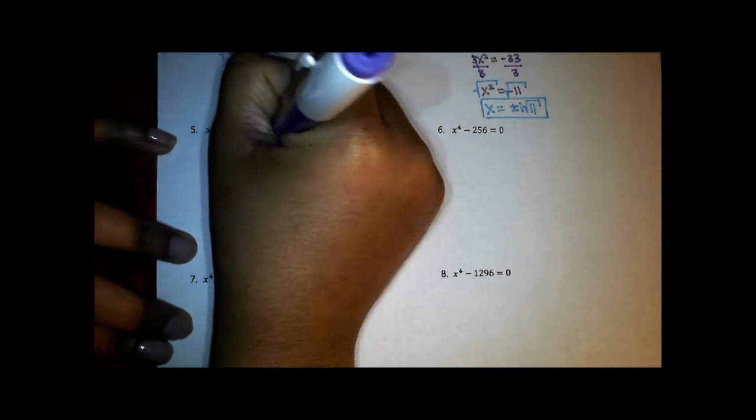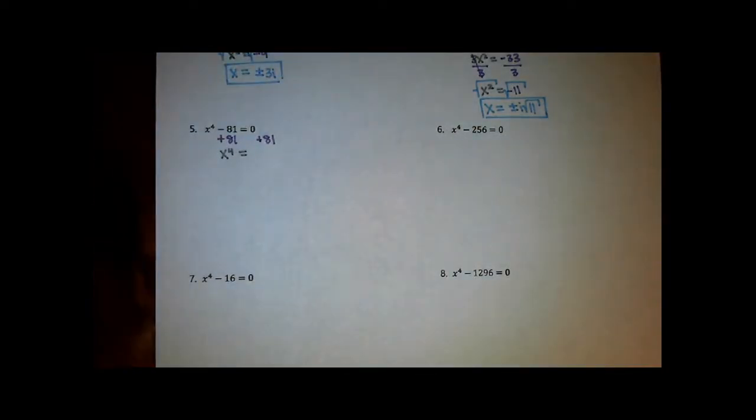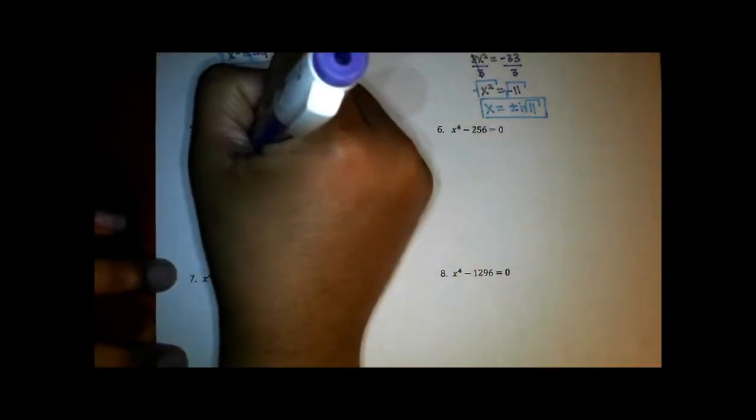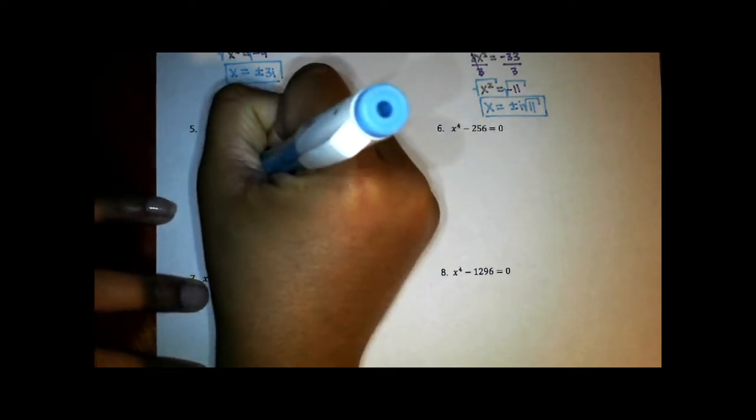So we're going to start by getting the x to the 4th by itself. So, add 81, and then we're left with x to the 4th equals 81. Nice and easy, right? And then we're going to do our square root again on both sides. And when we square root, we're left with x squared equals, remember, square root always gives us plus or minus 9. The square root of x to the 4th is x squared, because x squared times x squared is x to the 4th, using the product rule for exponents.